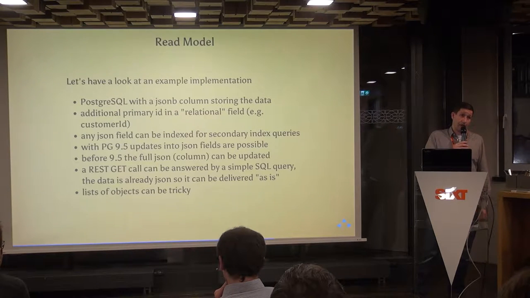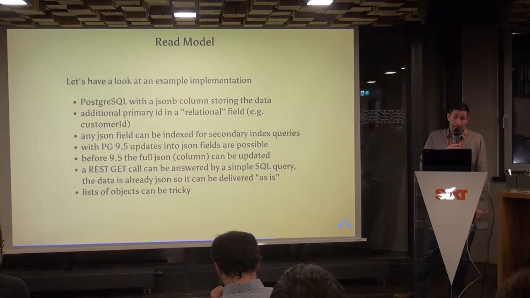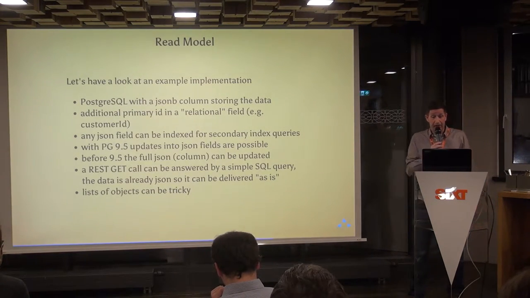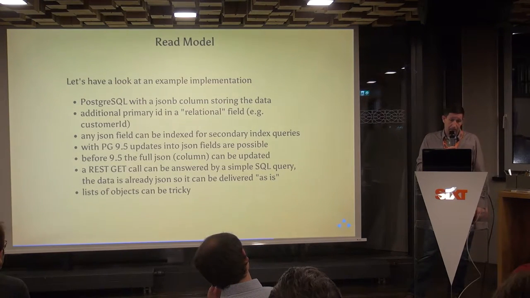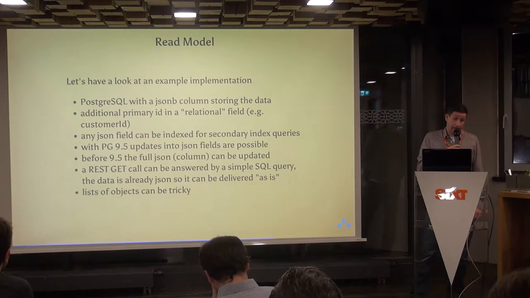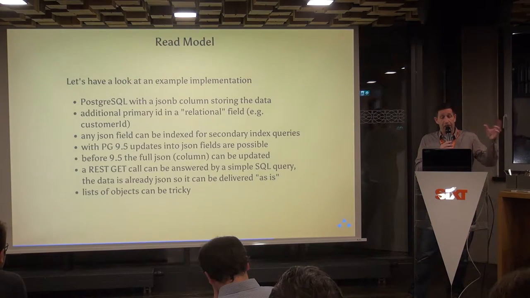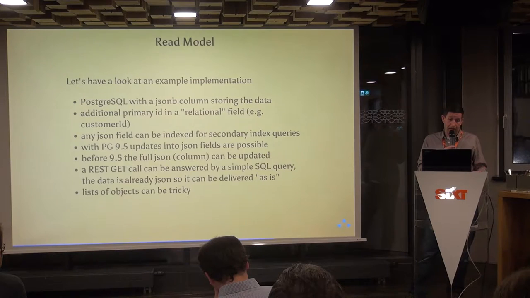We have an additional primary ID in a regular relational field, e.g. customer ID or aggregate ID. Yeah, the big advantage with JSONB and Postgres is that you can also put secondary indexes onto any field in the JSON, so you can efficiently query them.